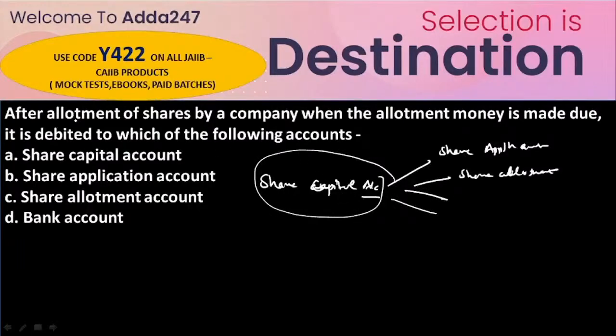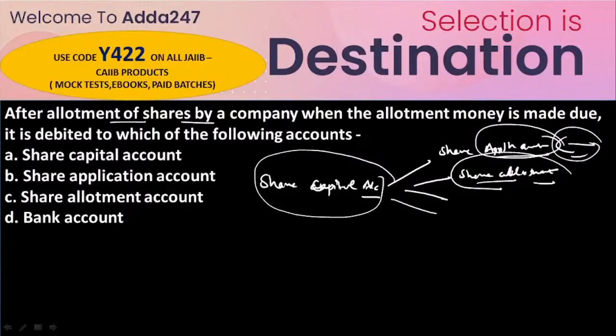Suppose that through applications the company received the money, and after that the company accepted some applications and rejected others, and the accepted applicants, or shareholders, come into the allotment stage. So after allotment of the shares by a company, when the allotment money is made due, it is debited to which of the following accounts? The answer is that it will be debited to the share allotment account. So that would be the answer.